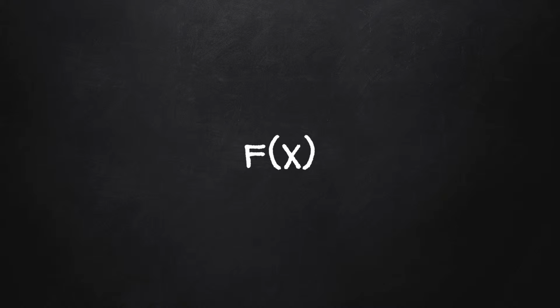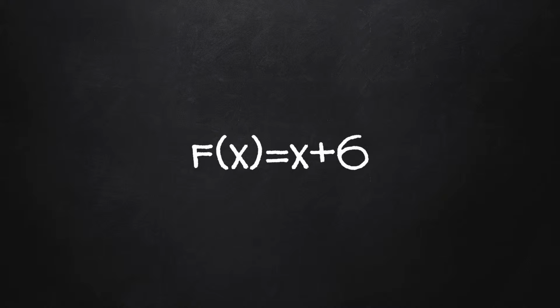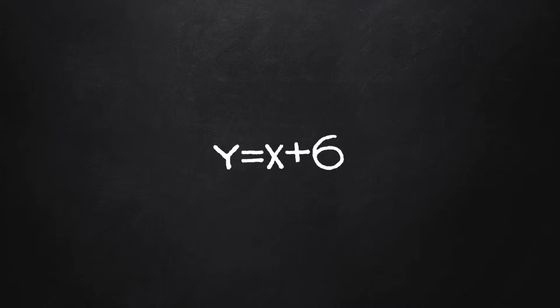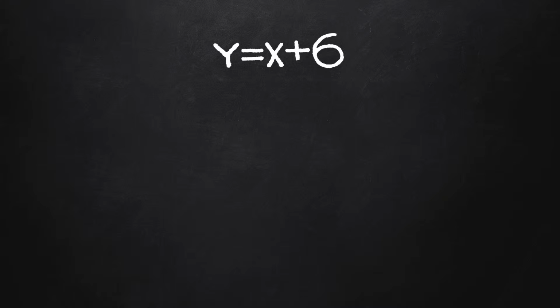The function we perform on x can be denoted as f of x. For example, if we wanted to add 6 to our independent variable, it would be denoted as f of x equals x plus 6. For simplicity's sake, we can also say y equals x plus 6. When looking at our function y equals x plus 6, we know that f of x equals x plus 6.